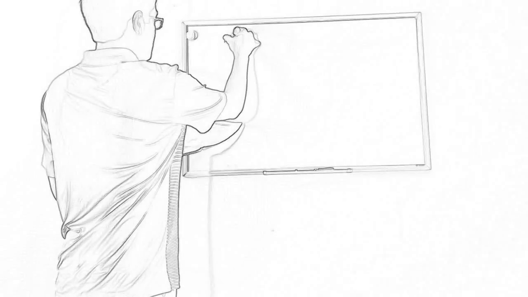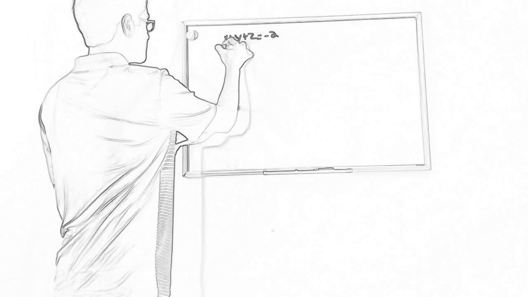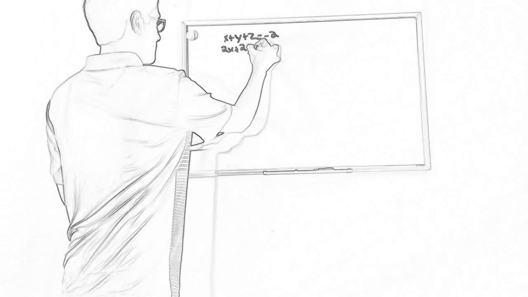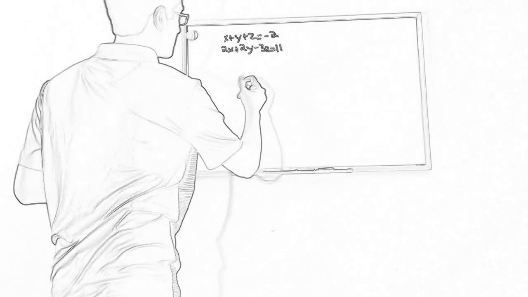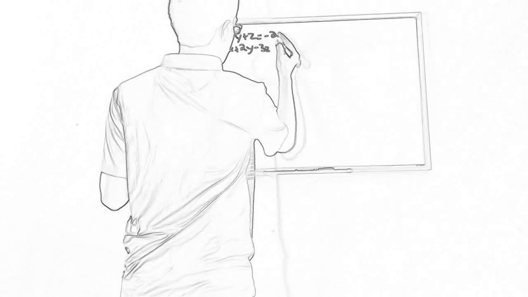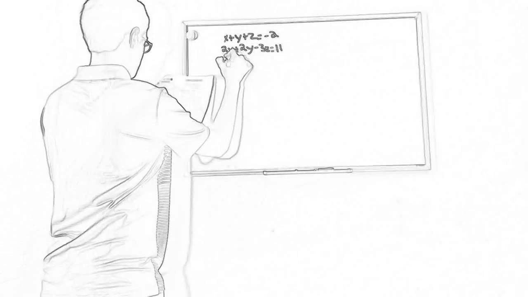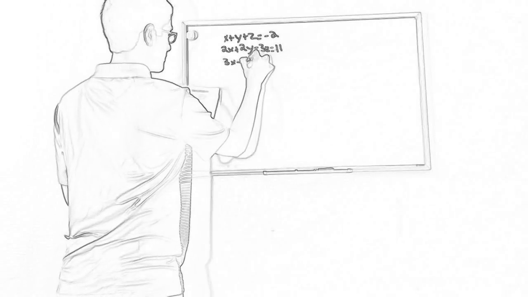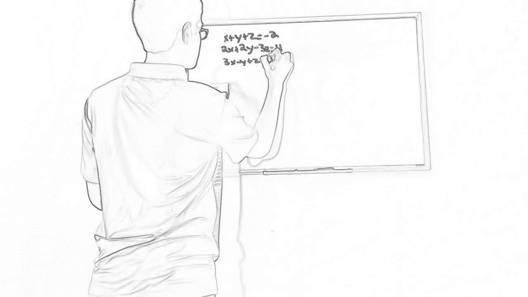Let's take x plus y plus z equals -2, and 2x plus 2y minus 3z equals 11. Then let's take 3x minus y plus z equals 4.